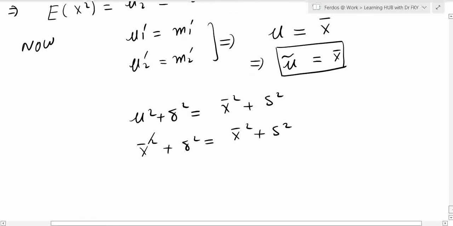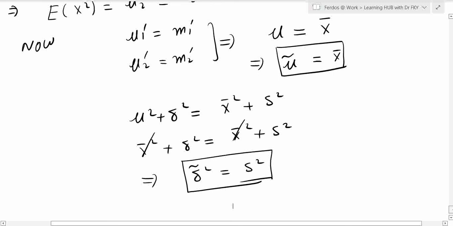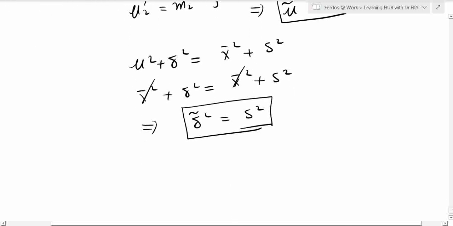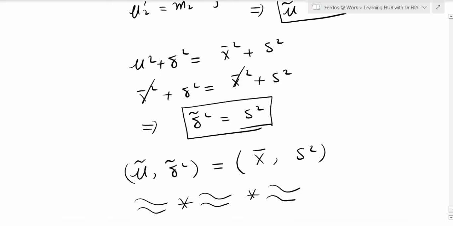So now you can cancel these two and this implies that sigma square is equal to s square, and this is the method of moment estimate of sigma square. So you can say that the method of moment estimates of mu and sigma square are x bar and s square for a normal population. So this is all about how we can calculate the method of moment estimates for a normal population.